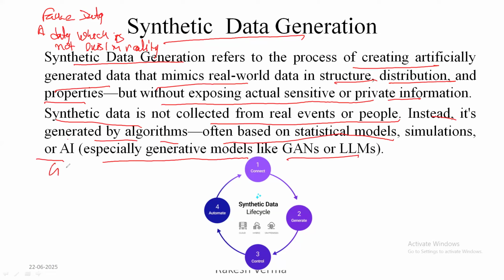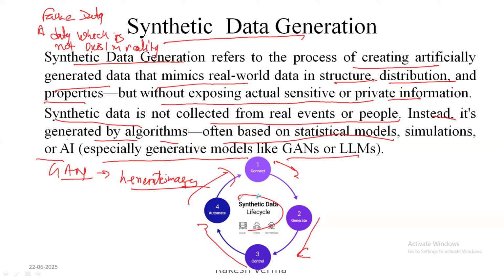So what is a GAN responsible for? It creates or generates images, and which type of images? Obviously synthetic images. So this is considered a synthetic data generation model. Clear? So what is the life cycle or life process of synthetic data generation? We just need to generate the data, control the data, and automate the data. There are a lot of tools available nowadays, with the help of which we can generate synthetic data of a particular domain.